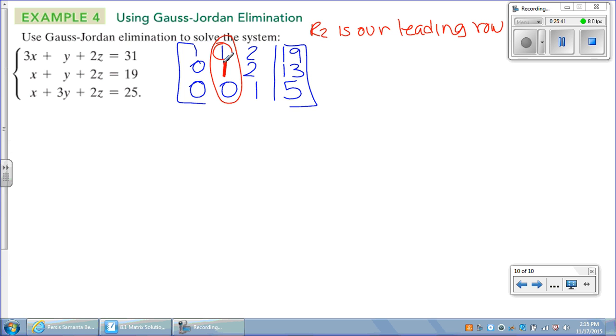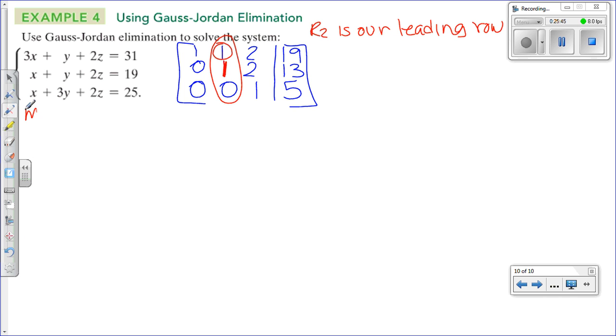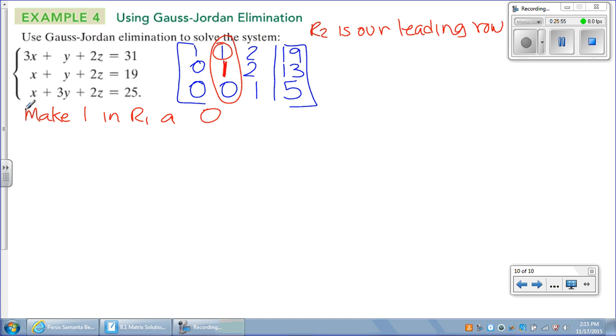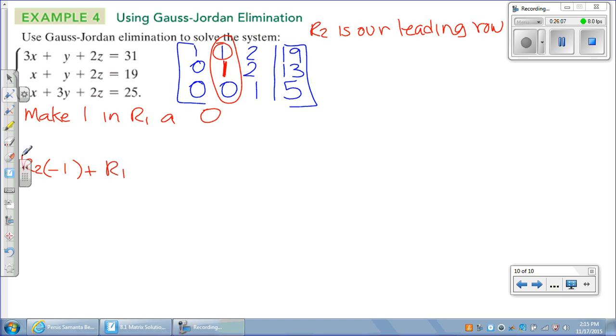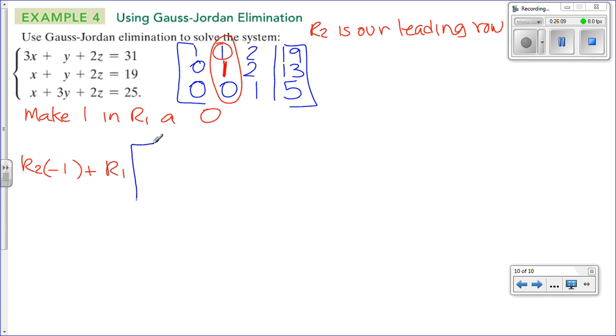All right, so what we need to do is make that 1 in R1 a 0. So again, we're using R2 as our leading row. So we will have R2 times, what is the additive inverse of 1? -1. So R2 times -1 plus R1, because that's the one we're trying to change.